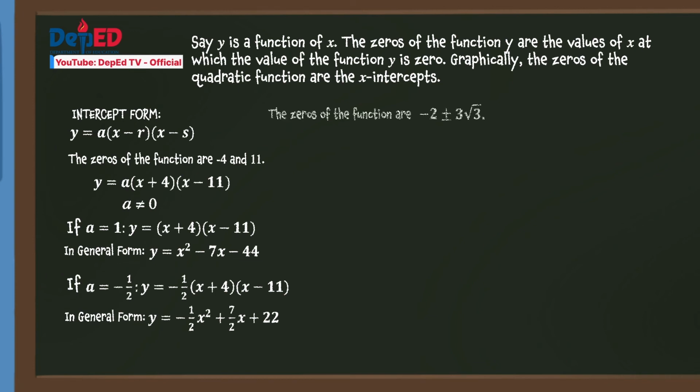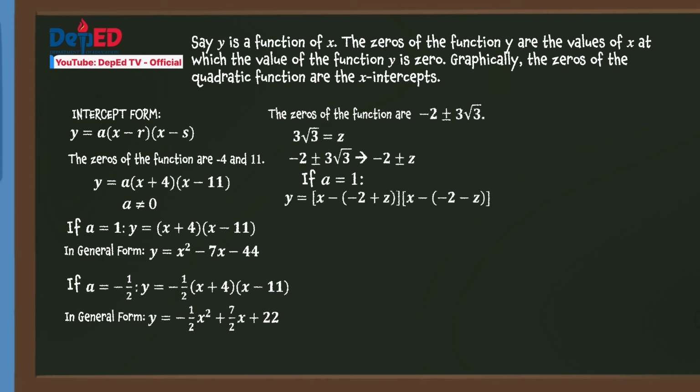Another example, the zeros of the function are negative 2 plus or minus 3 square root of 3. For convenience, we could let the radical number 3 square root of 3 be, say, z. So the zeros can be expressed as negative 2 plus or minus z. Let's also assume that a is equal to 1. So, y is equal to the binomial (x minus the quantity negative 2 plus z) times the binomial (x minus the quantity negative 2 minus z).